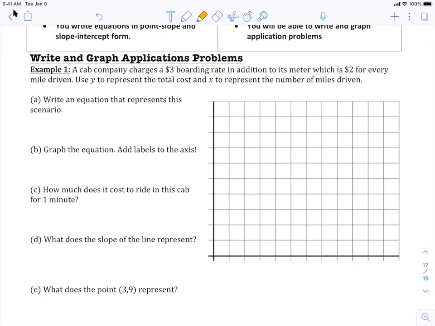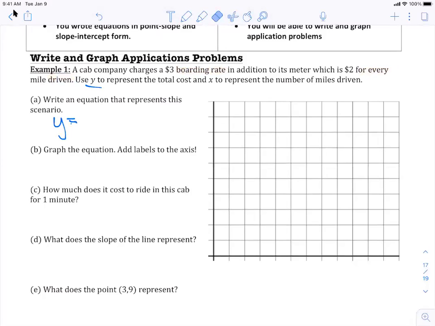So let's think about that equation-wise. I know for a fact it says use y to represent the total cost, which makes sense because that's actually what we're dealing with, right? Everything is dealing in terms of money. So at the end of the day, at the end of this cab ride, that's the thing that we want to know.